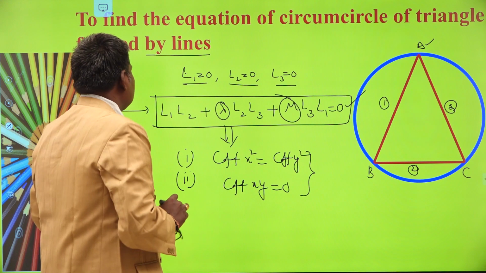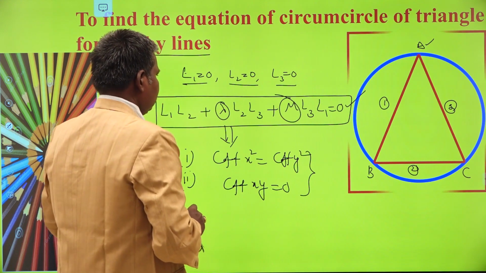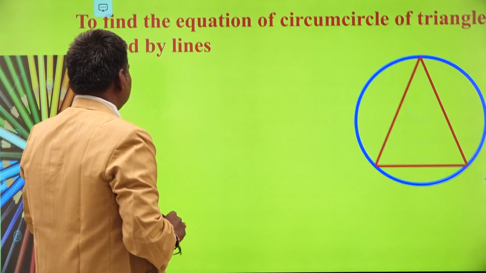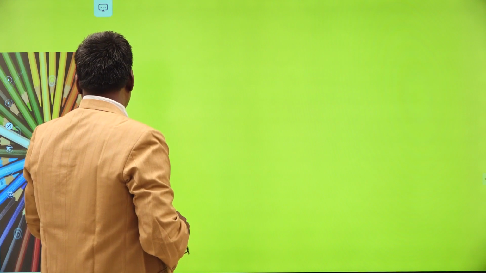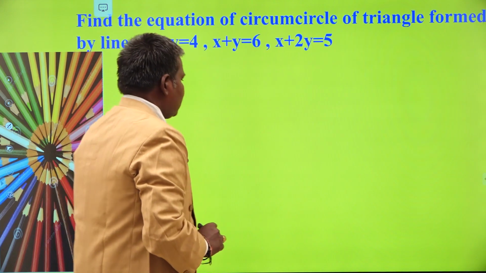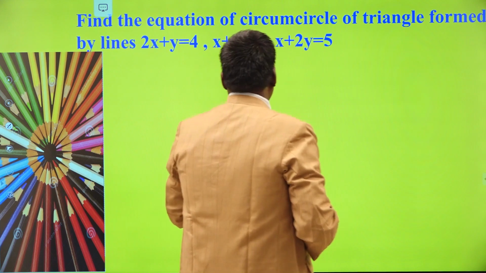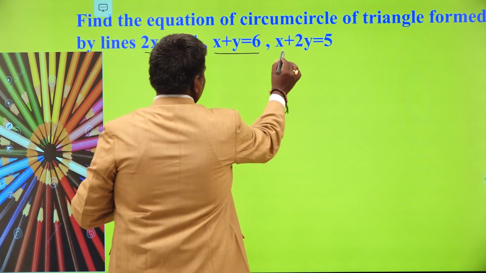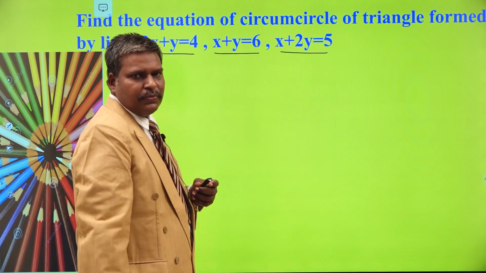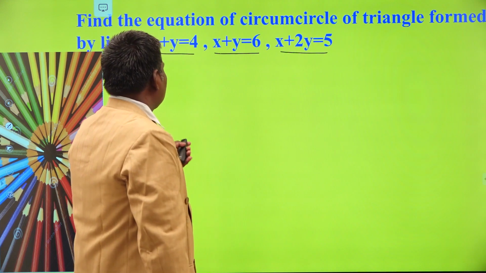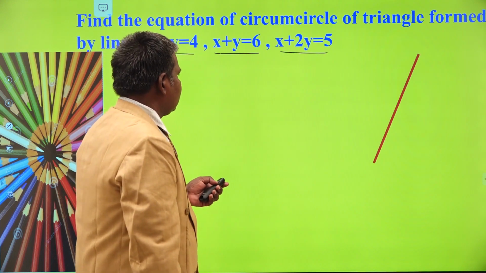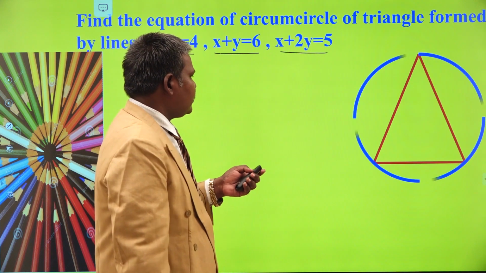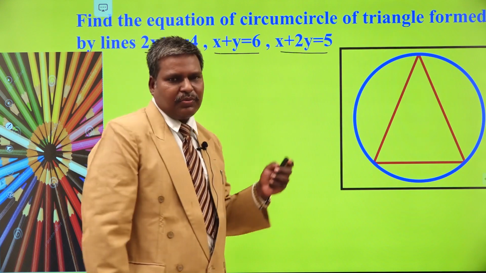Okay, let us see a problem. That is the diagram for this one. This is the question: find the equation of the circumcircle of the triangle formed by the lines. You have two methods. This is the first line, second line, third line. This is the corresponding circumcircle. This is the rough diagram for this problem.